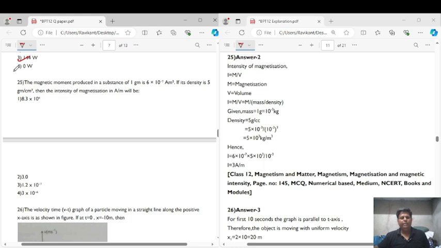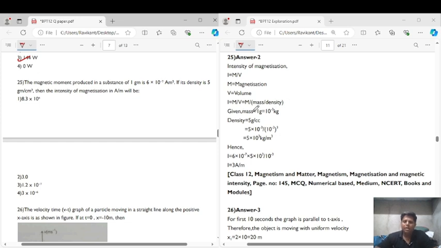Now question number 25 says the magnetic moment produced in a substance of 1 gram is 6 into 10 to the power of minus 7 ampere meter square. If its density is 5 grams per centimeter cube, then the intensity of magnetization in ampere per meter will be. So intensity of magnetization is given by I is equals to M upon V, where M is the magnetic moment, V is the volume, right?